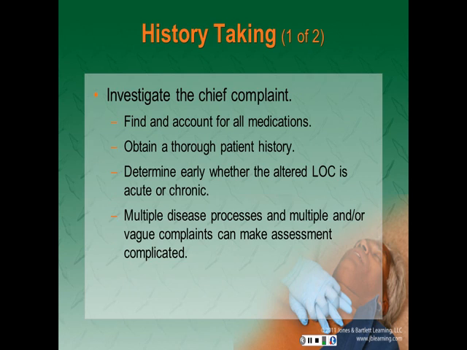Take a history. When taking a history, we need to investigate the chief complaint. You should find and account for all medications. Communication may be more complicated with an older adult, but it is critical that you obtain a thorough patient history. The determination should be made early on as to whether the altered level of consciousness is acute or chronic. Chronic mental status impairment is not a normal process of aging, but is caused by a pathologic or disease process.